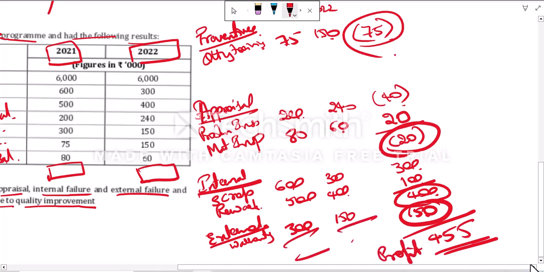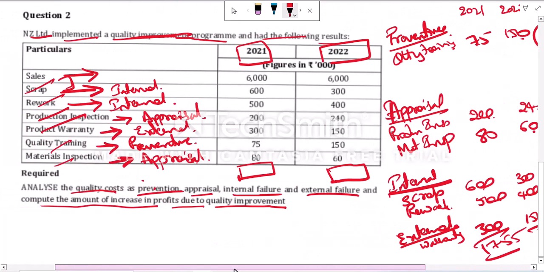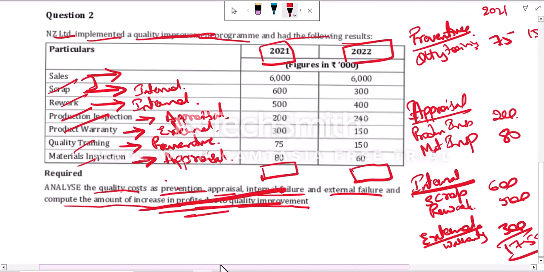What is the total quality cost here and here? 75 plus 200 plus 80 plus 600 plus 500 plus 300, 1755. Next 150 plus 240 plus 60 plus 300 plus 400 plus 150, it is 1300. So we got the same difference here: 1755 minus 1300 is 455. Okay, so we have calculated the net increase in profits due to the quality improvement.